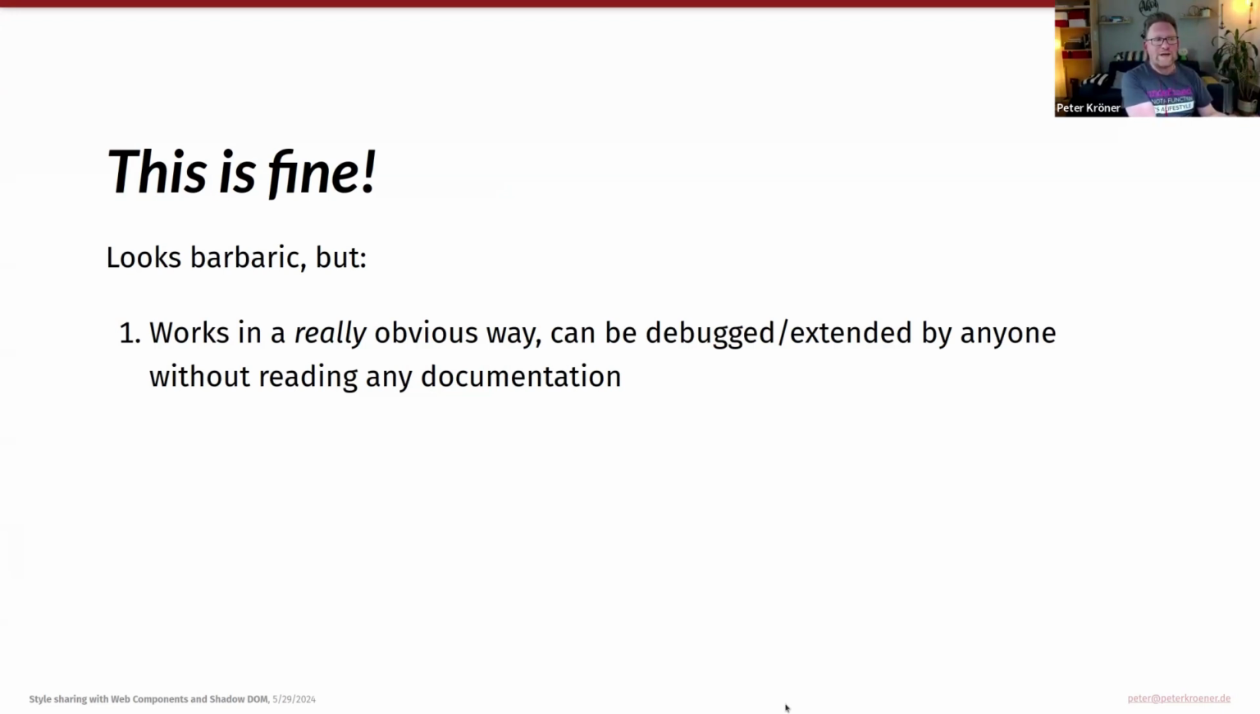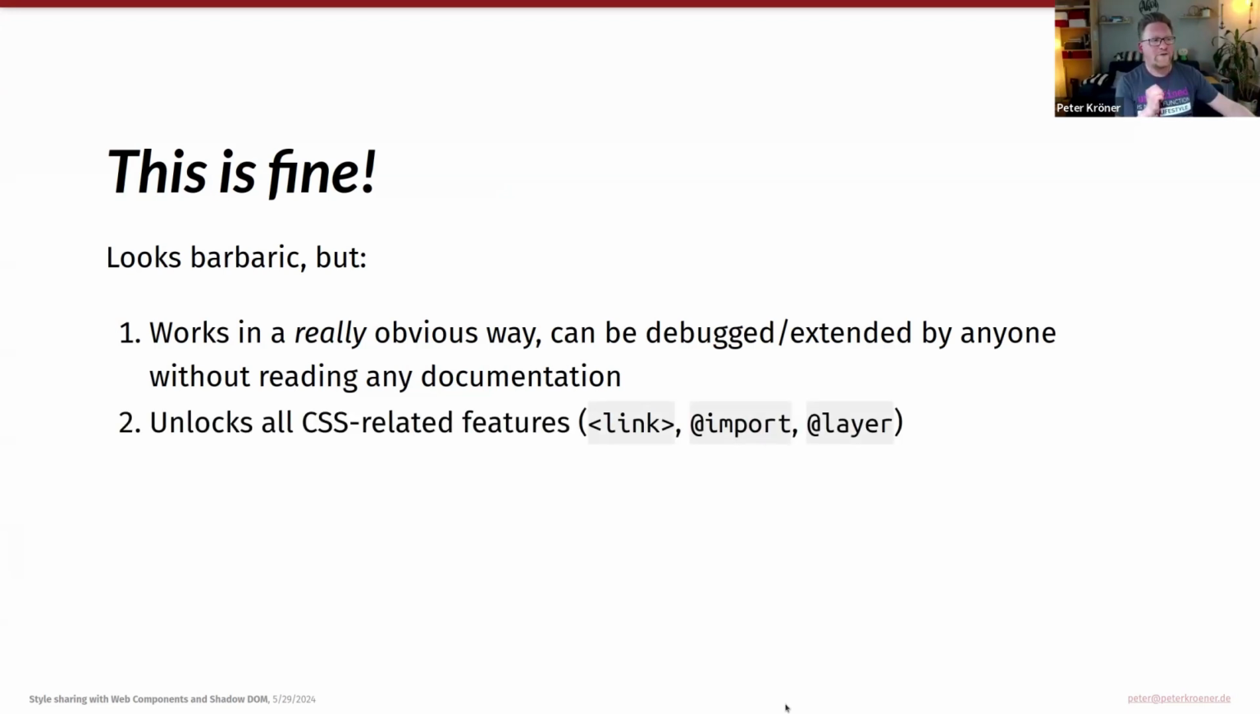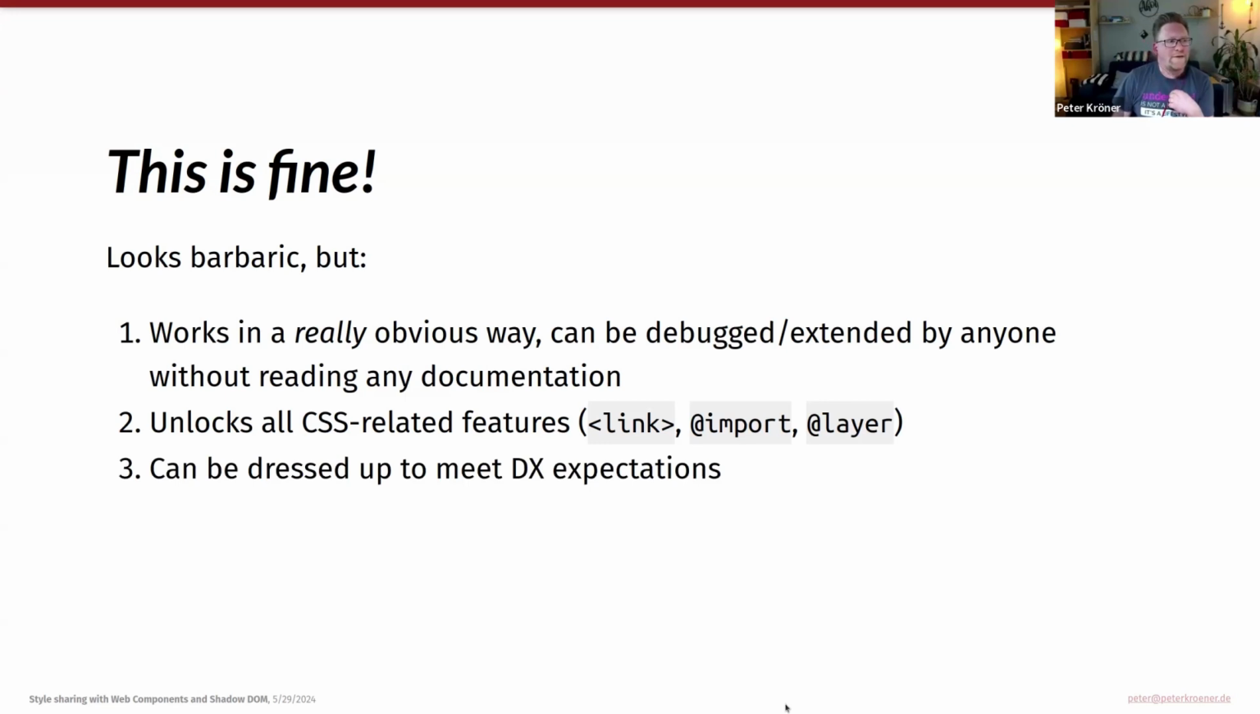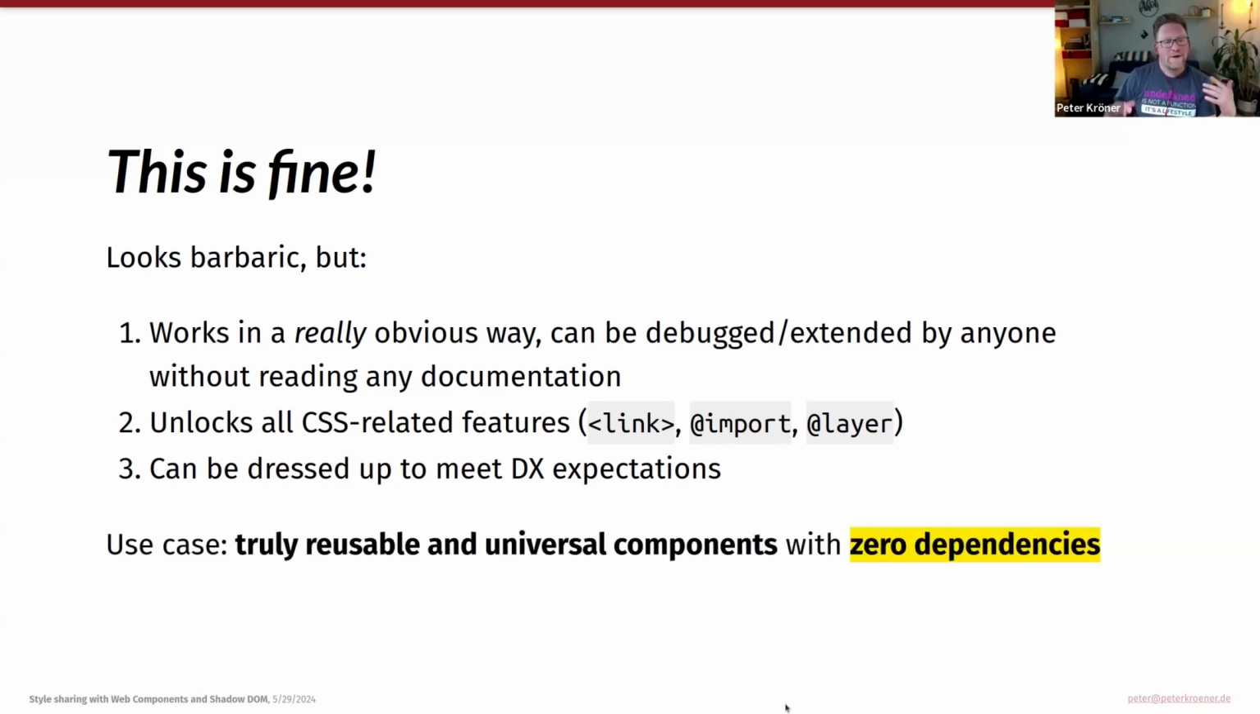There's no engineering involved. You simply write styles into your code and then you're done with it. And you can use anything you want. You can use style elements, you can use link elements, you can use CSS features like imports and layers and so on, and simply go all in. And if you think that your developers won't accept this sort of API, you can simply dress it up a little to meet developer experience expectations. So this is quite a reasonable way to do it for certain types of components, I'm going to argue.